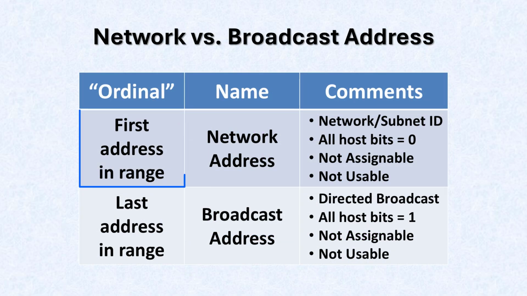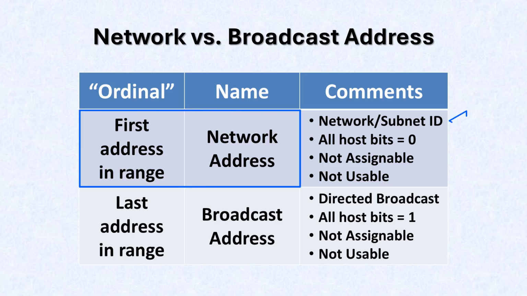The first address in a range of network addresses is the network address, also referred to as the network ID or subnet ID. To get the network address, set all host bits to 0. The network address cannot be assigned to a device. It is not usable.